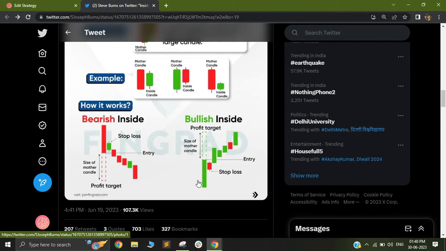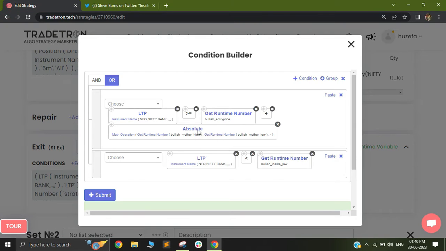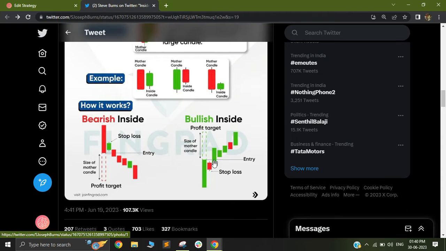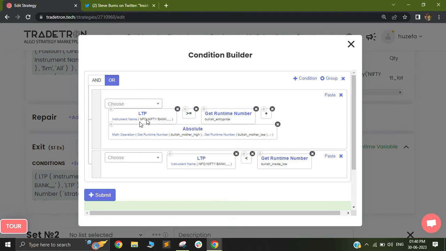Let's say it is 20 points. So I'm figuring out what this 20 points is. This is what my math operation is doing. Then I'm checking if LTP is more than get runtime entry price plus the difference. So after my entry price, if the market moves by that many points, in that case I will take a trade. So this will be my first exit condition.